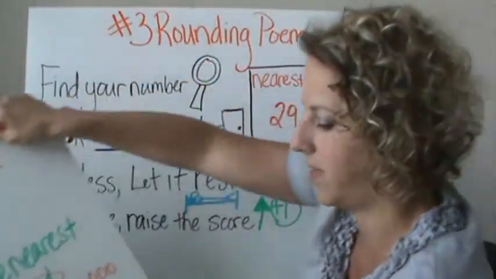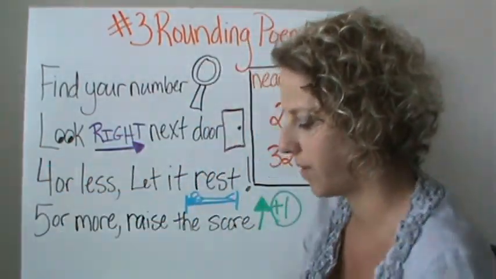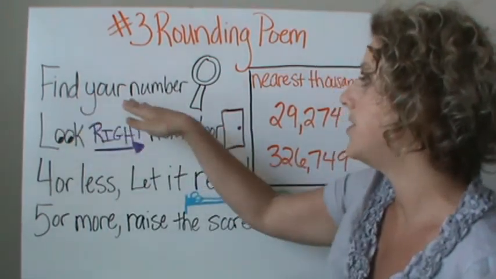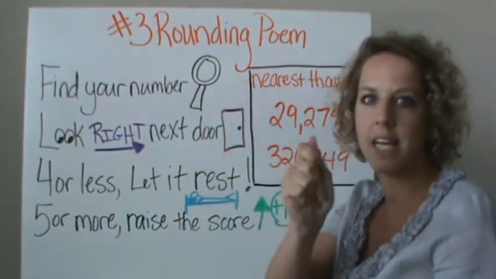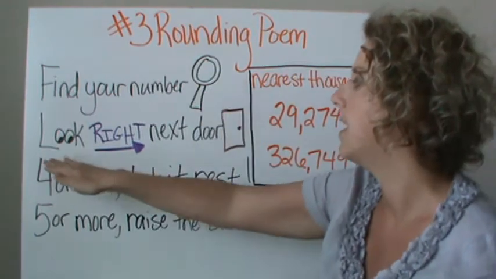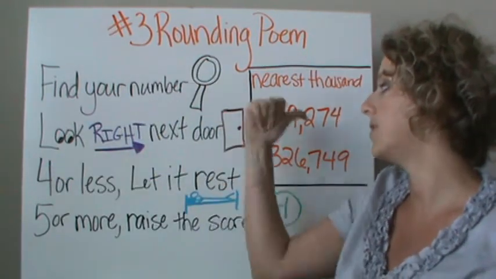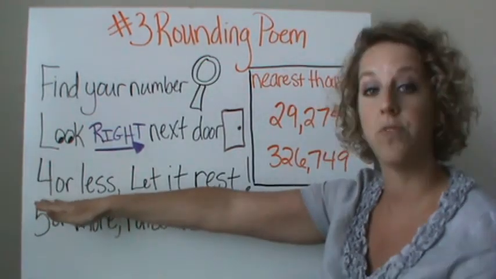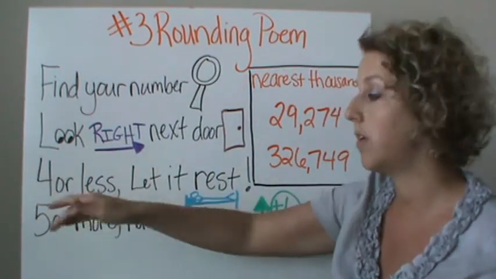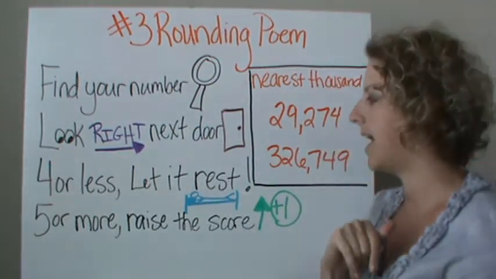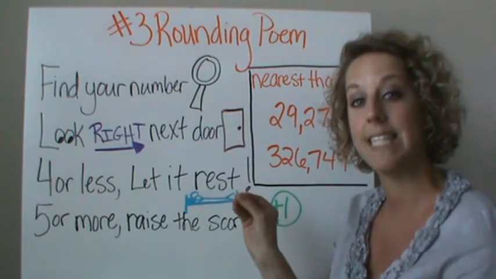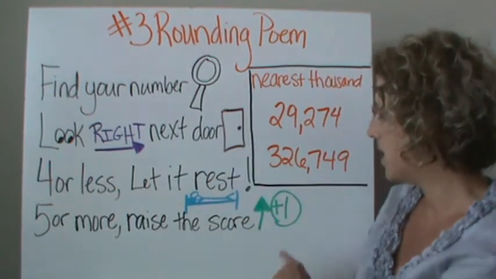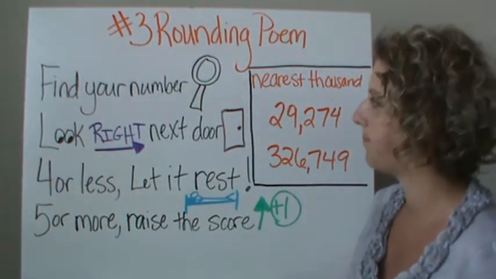For another method, if that one doesn't work for you, I have a poem. Find your number, get your magnifying glass out, find your number, look right next door at the next number. If the number is 4 or less, think back to your rounding roller coaster, just let it rest so the number stays the same. 5 or more, raise the score. You get to add one more to that number.